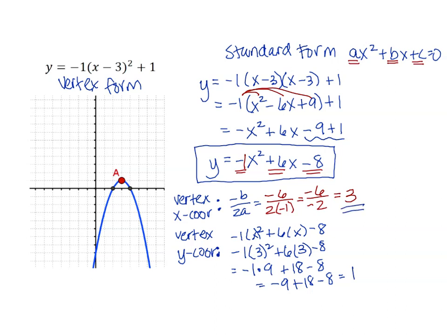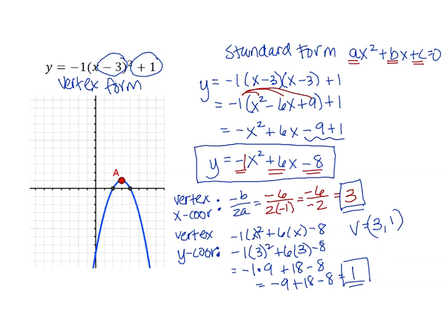So here's my x-coordinate. Here's my y-coordinate. So my vertex would be 3, 1. And you can see that's what I can see right away from vertex form. So you can figure it out from standard form. It's just a little more hidden and it takes some more steps.